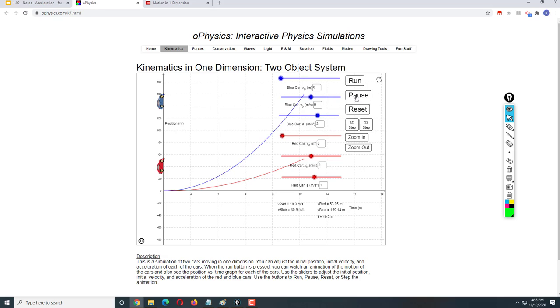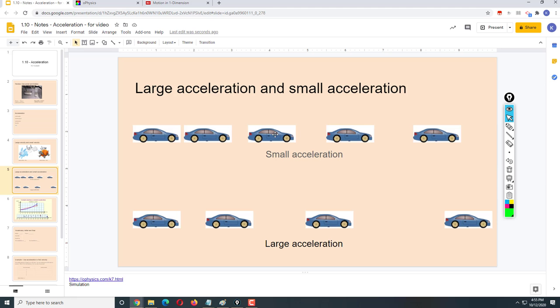But the blue car is speeding up faster than the red car. When that happens, the blue car has larger acceleration than the red car. Okay. So with this example, the car is speeding up but slowly, so it's a small acceleration. Here, the car is speeding up quickly, large acceleration.